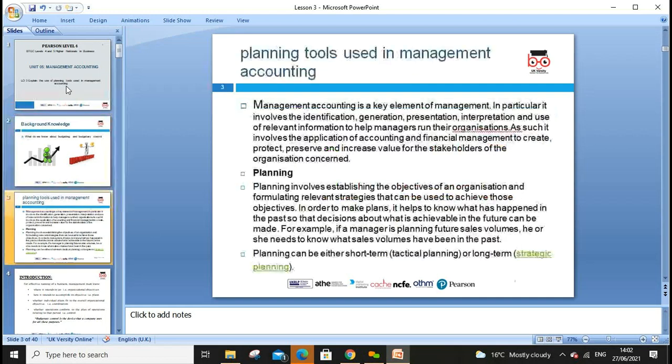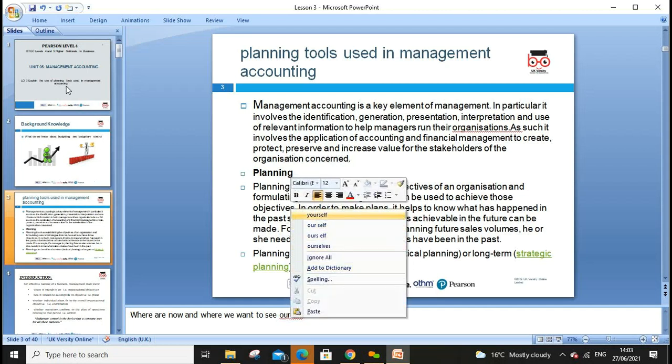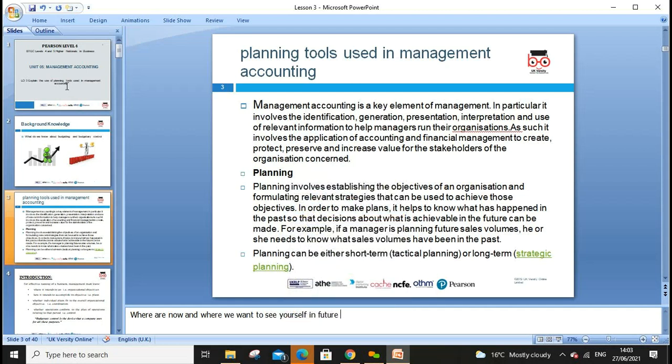So today's lesson, just think about what we already know about budget and budgetary control and budgeting methods, or the planning methods within management accounting. So planning tools in management accounting are a key element of management. Management is all about where we are now and where we want to see ourselves in future.